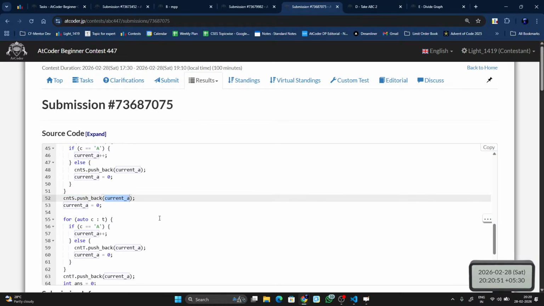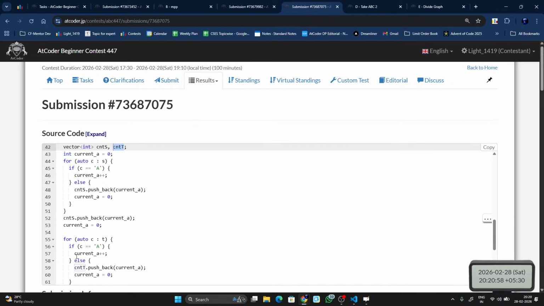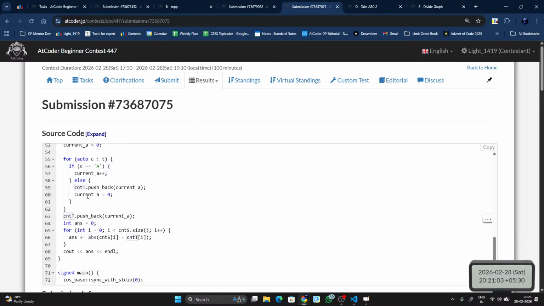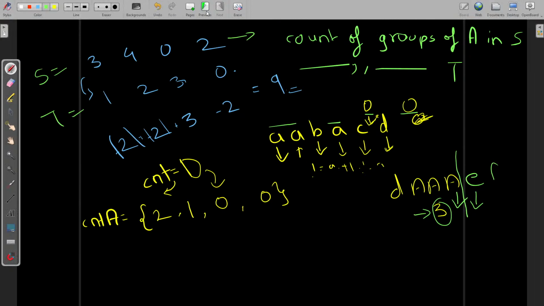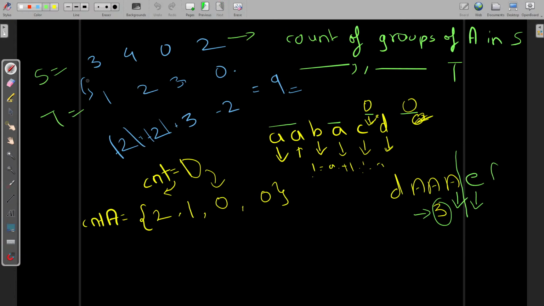into our vector. So I have created two vectors, count S and count T, which will store the counts of groups of A in both of the strings. And once I have both counts, I can just iterate upon those counts and they will also be one to one. I just need to check what is the absolute difference between the group in string S and the group in string T. So as we saw in this particular thing, we have to go from 3 to 1, 4 to 2, 0 to 3, and 2 to 0.